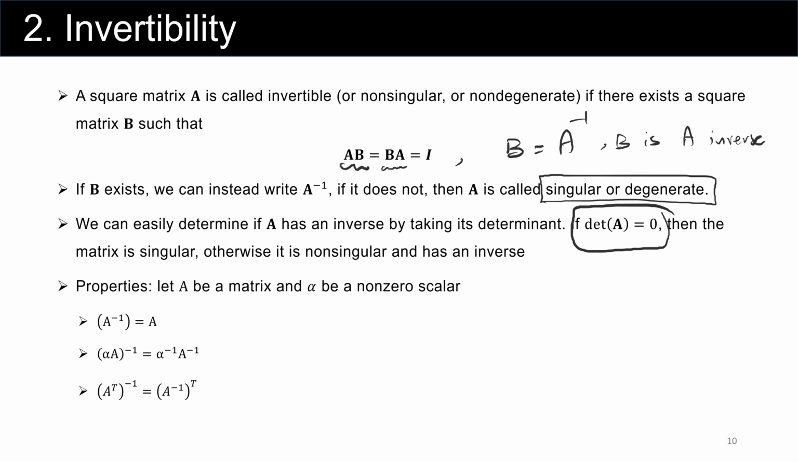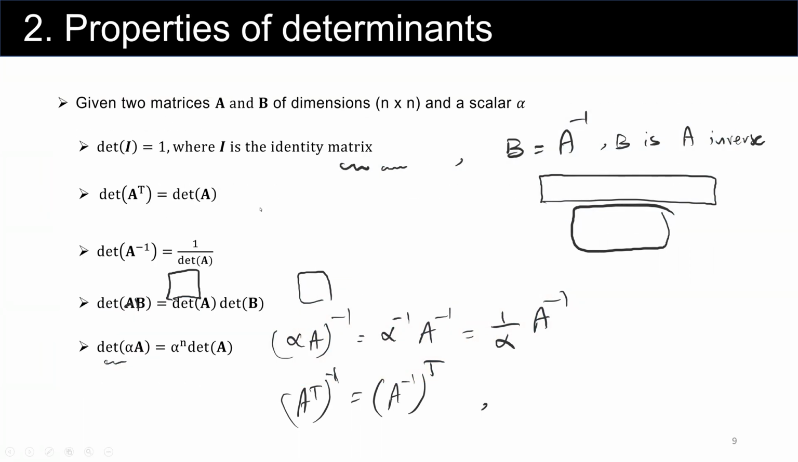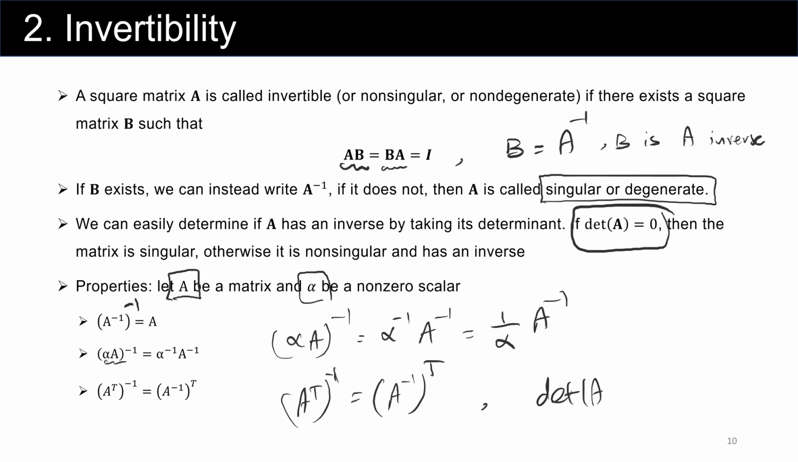There are some properties for matrix A, which is a square matrix, and alpha, which is a non-zero scalar. So inverse of inverse of A is equal to A. The next property, if we multiply a scalar alpha by A and find the inverse, it's equal to finding the inverse of alpha, which is 1 divided by alpha, times the inverse of A. And another thing, inverse of transpose of A, so A transpose inverse, is equal to A inverse transpose. Another interesting property that we talked about in the previous slide was that determinant of A inverse is equal to 1 divided by determinant of A.